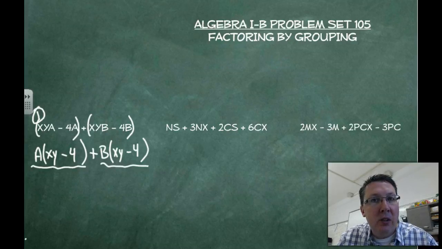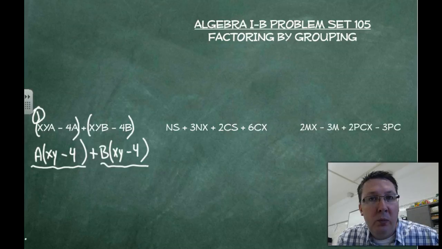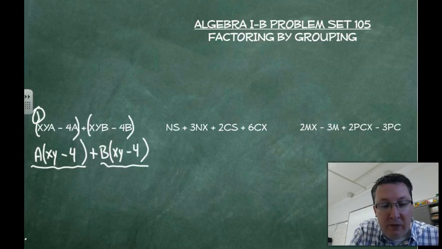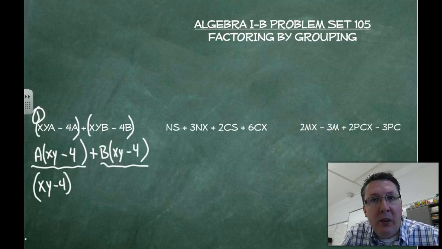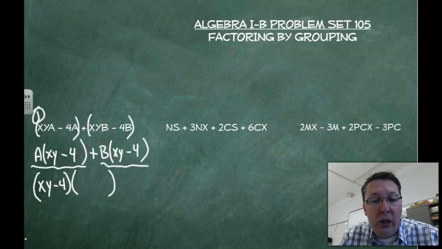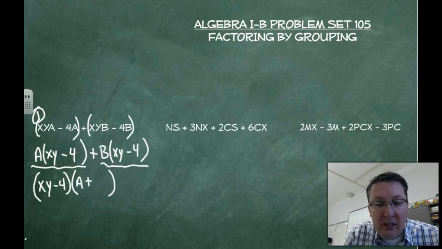Now, I'm going to continue the factoring process. I'm looking at these two terms, and do those two terms have anything in common? Well, I see an xy minus 4 in that group, and an xy minus 4 in the other term. Since they both have that group xy minus 4, I'm going to factor that out just like I took out the A and the B. When I factor out xy minus 4, it's very important that it stays in parentheses. Then I need to look at what was left when I moved the xy minus 4 out. In the first set, I'm left with an A, plus in the second set, I'm left with a B.